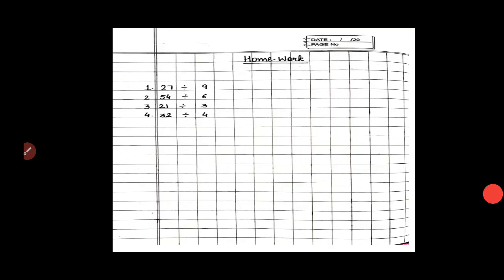It's time for homework now. There are these 4 questions that you have to do. 27 divided by 9, 54 divided by 6, 21 divided by 3 and 32 divided by 4. You have to do the classwork as well as the homework in your notebook neatly.